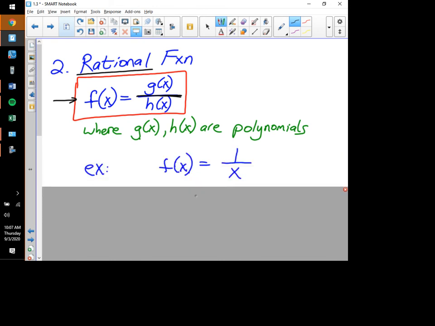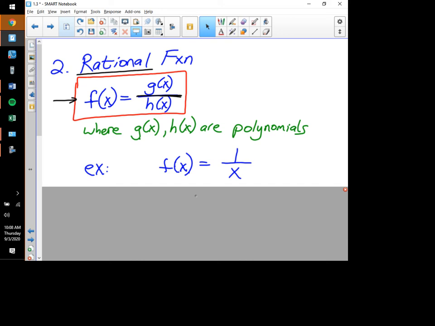So here's the function we just got done talking about. f of x is equal to 1 over x. This is probably the simplest example we can come up with of a rational function. It is the quotient of two polynomials. Let me start with the bottom actually. y equals x is about as simple of a polynomial function as you can come up with.